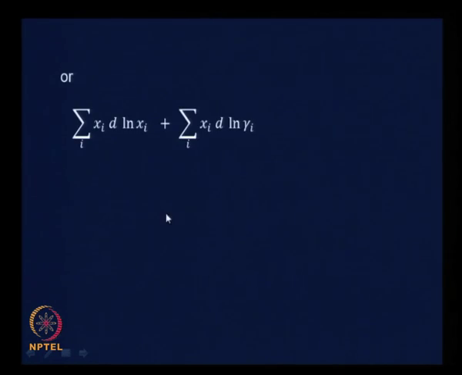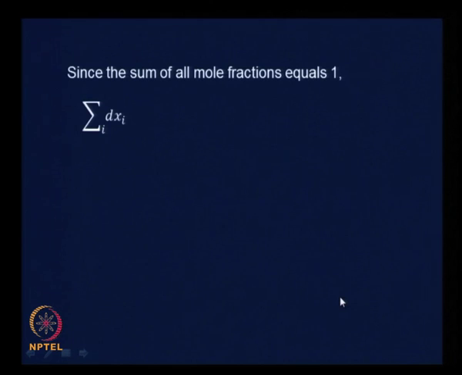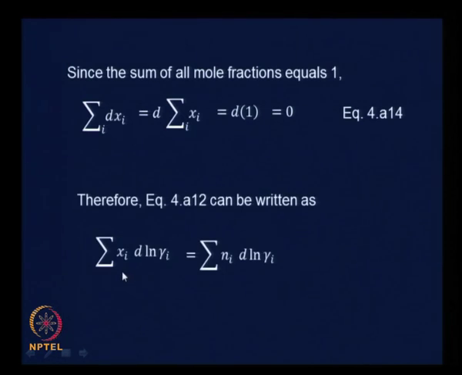which can be written as sum over xi d ln xi plus xi d ln gamma I equals 0, and each one of these terms xi d ln xi is nothing but xi times 1 by xi dxi, so we could cancel xi to get dxi, and then the sum over all dxi's would be d of the sum over all xi's, which would be d of a constant, which is nothing but 0. Therefore, we obtained sum over xi d ln gamma I equals, just multiplying by the total number of moles, sum over ni d ln gamma I, which is 0.